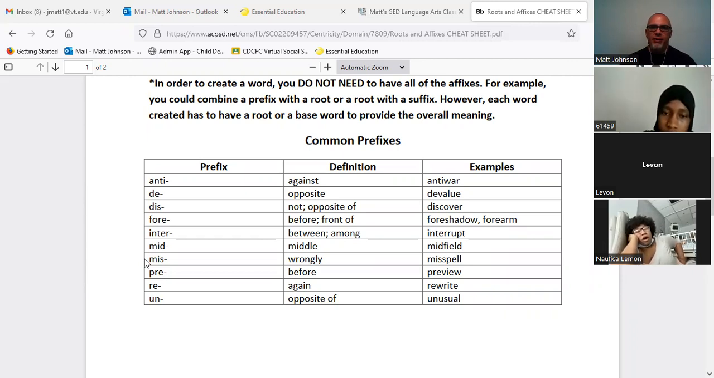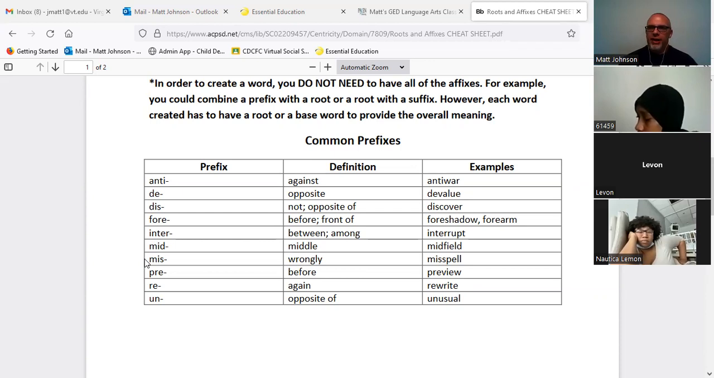Dis, also sort of an opposite of, discover. So if you're covering something, right, you're shrouding it. And if I discover, it means I'm removing that shroud. So we think about discovery, right? If something is hidden and we discover it, we've removed the shroud and found what's underneath.